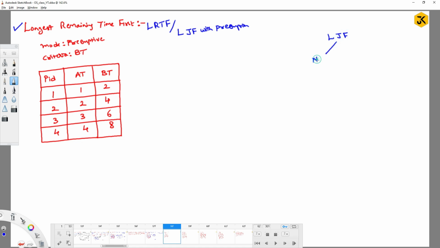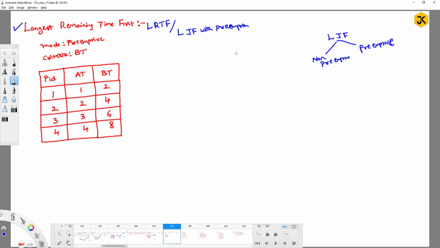One is non-preemptive, another one is a preemptive algorithm. In a non-preemptive algorithm, if I get a chance to execute, I will completely execute it. In preemptive, even if I get a chance, if I get any higher precedence job, I have to compulsorily give a chance to it.